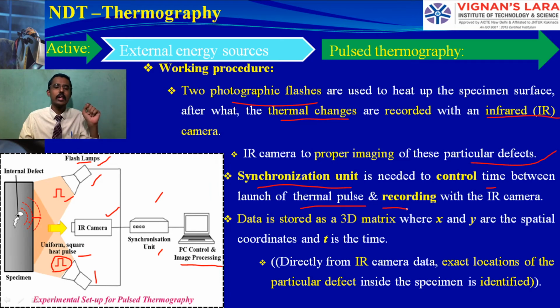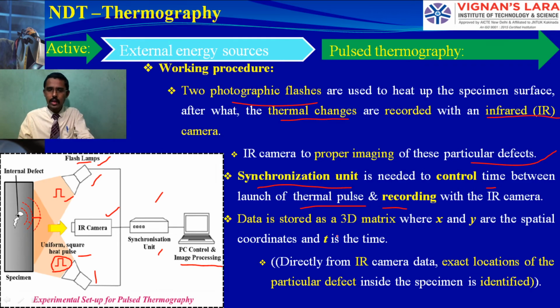So the pulse is a second of time. It happens in a pulse, or the heat source comes in a second of waveform. The time has to be synchronized properly: when the flash lamp is initiated, when it comes back, and when it is recorded on the infrared camera. When it flashes and when it is recorded, both should be synchronized. These things are done by the synchronizing unit.